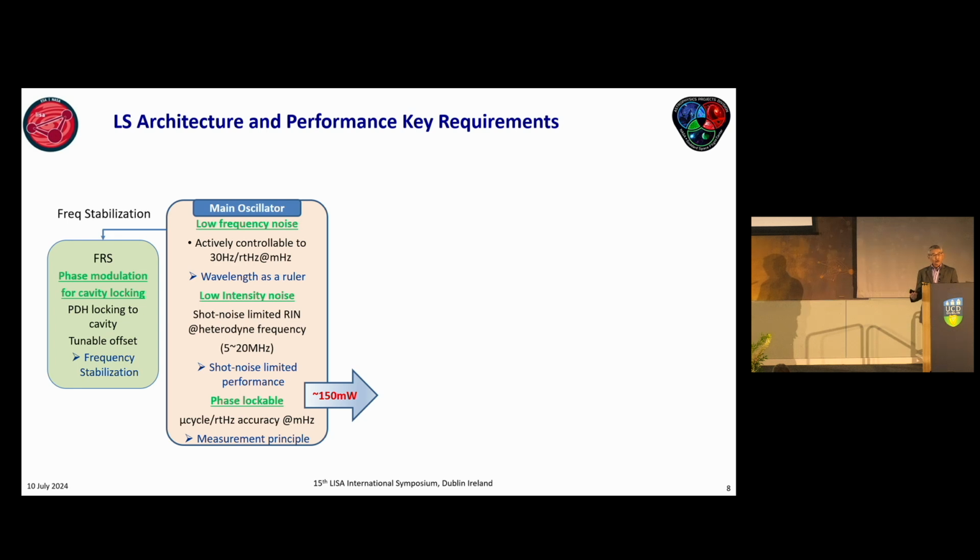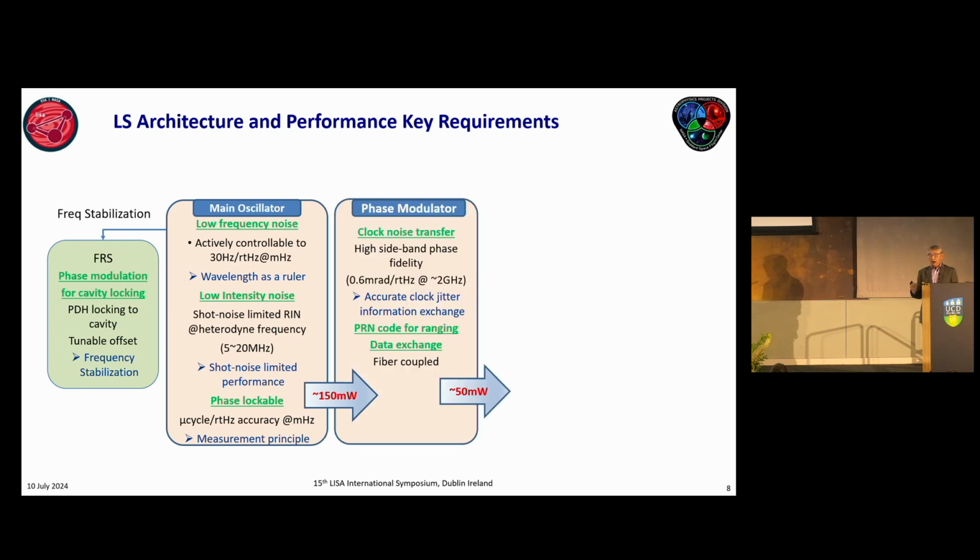Will meet the 30 hertz per root hertz requirement, and also it has a low intensity noise so that it won't be amplified when we go into the amplifier stage. And it also has to be phase lockable. And the power requirement from our main oscillator is about 150 milliwatts, and that is needed to seed a phase modulator that provides the RF and the PRN signal that is needed by the mission. And because of the insertion loss of the phase modulator, we'll take a hit of 50 milliwatts, about minimum.